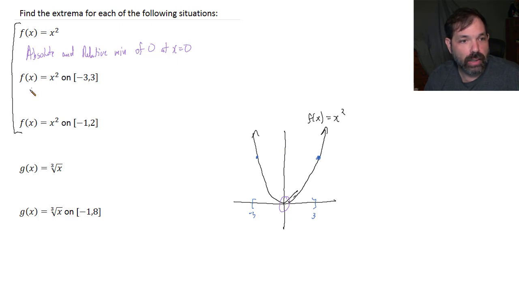So now, if we look at the curve over -3 to 3, we would have, again, the same absolute and relative minimum of 0 at x equals 0. That would be the same. But now we have maximums. Now there is an absolute maximum of 9 when x equals -3 or x equals 3.